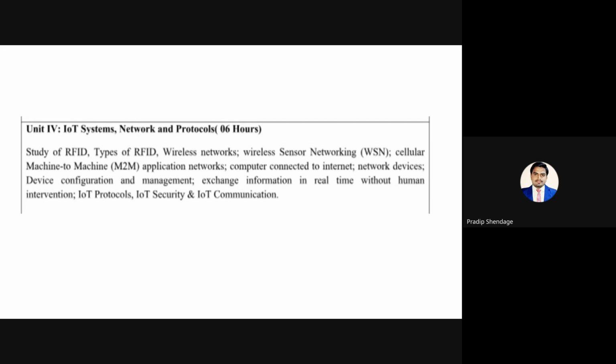So now today's topic is IoT system, networks and protocols. In this unit, we will learn the basic things of RFID, their types, then wireless sensor network, M2M, that is machine-to-machine application network, computer connected to internet, various network devices, their configuration and management, and how the information is exchanged in real time without human intervention. IoT protocols, IoT security, and IoT communication.